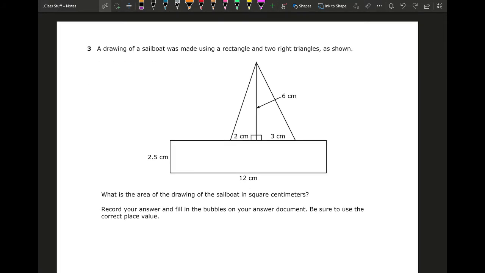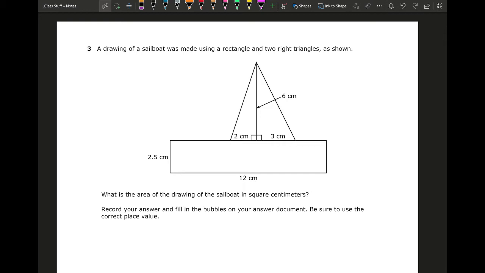Number three, it says a drawing of a sailboat was measured using a rectangle and two right triangles as shown. What is the area of the sailboat in square centimeters? Record your answer in the bubbles on your answer document. Okay, so basically this is a numeric response. We don't have a multiple choice for this one. So this is area of composite figures, and I also have a full playlist about this one. So if you have any more doubts after we go over this one right now, please go ahead and check that playlist out. I leave a link for you up here, and let's move on to this one.